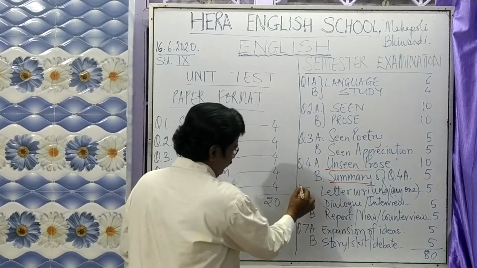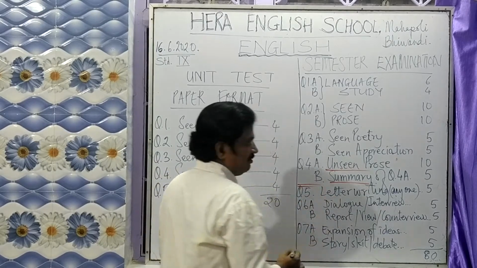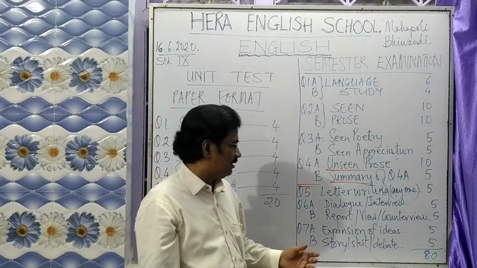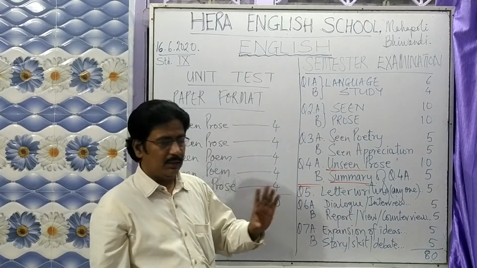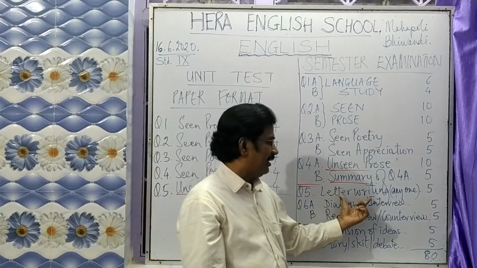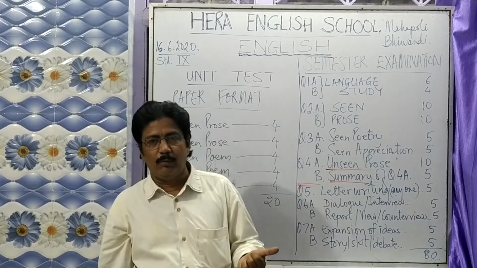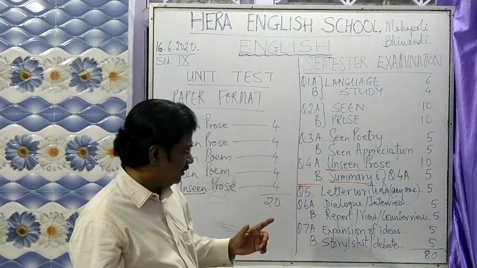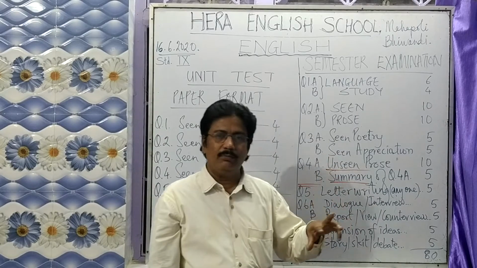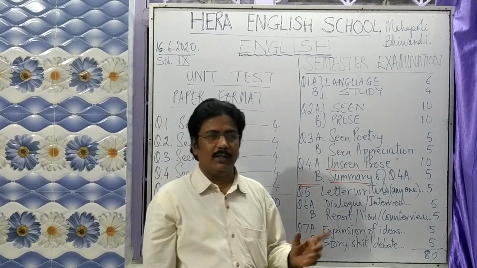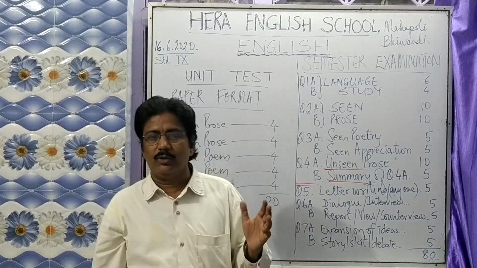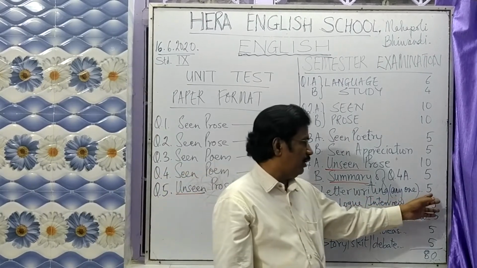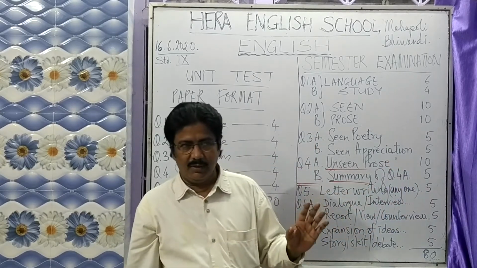Then from question number 5 onwards, your writing skill starts, where question number 5 only, no A, no B, has letter writing of both the types. One will be your formal letter and one will be your informal letter. So both will come. You will have an option of writing any one, either the formal letter or the informal letter. You will be given the choice of that, and it will be of 5 marks.